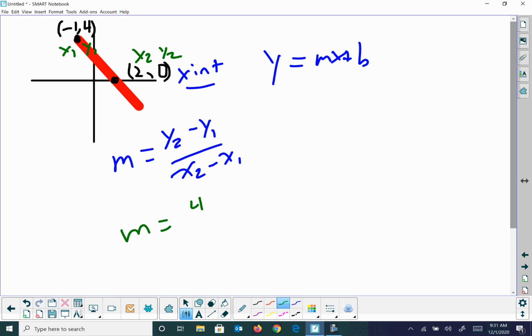So let's see. y2 I called this 4, y1 I called 0. Let's see. x2 is 2, minus minus 1, so I'm going to get 4 over 3. Remember that becomes plus. So I have a slope of 4/3. So far on this equation, I know my slope.